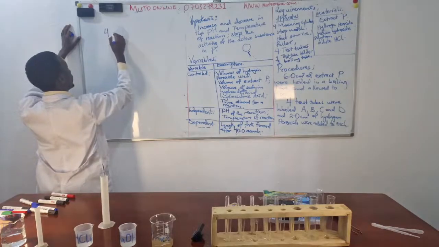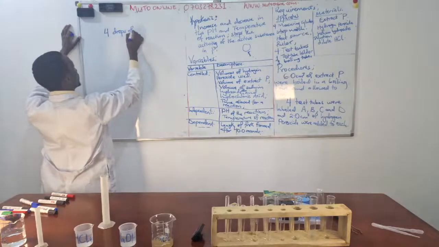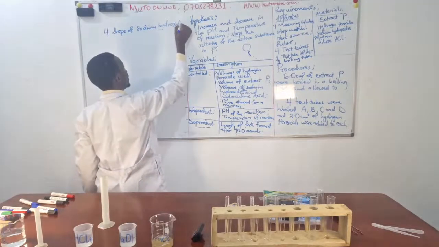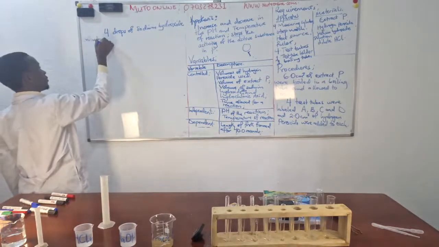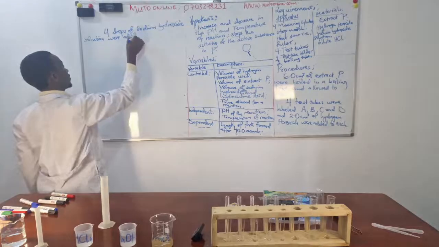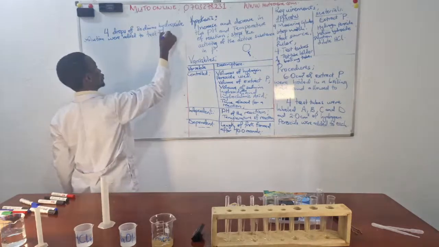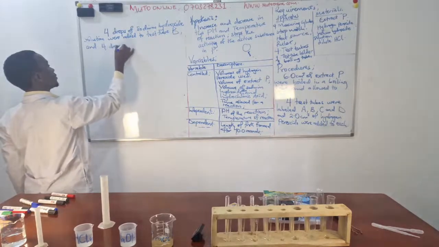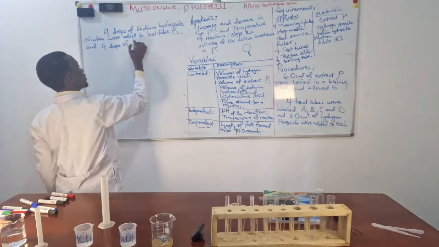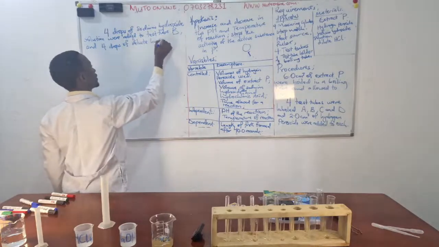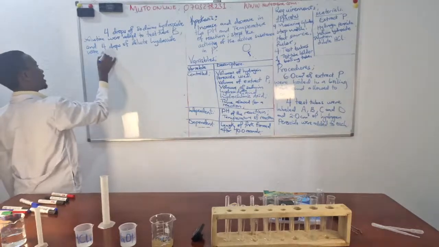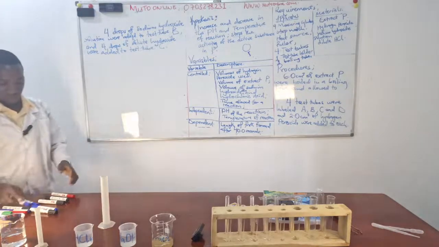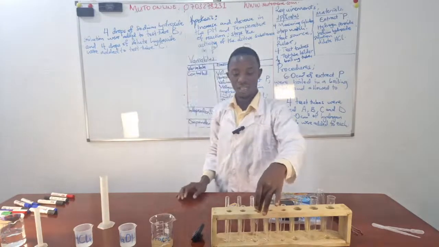I'll add 4 drops of sodium hydroxide. Remember, as it is a solution, 4 drops were added to test tube B, and 4 drops of dilute hydrochloric acid were added to test tube C. So in the 2 test tubes, B and C, I've varied the pH.